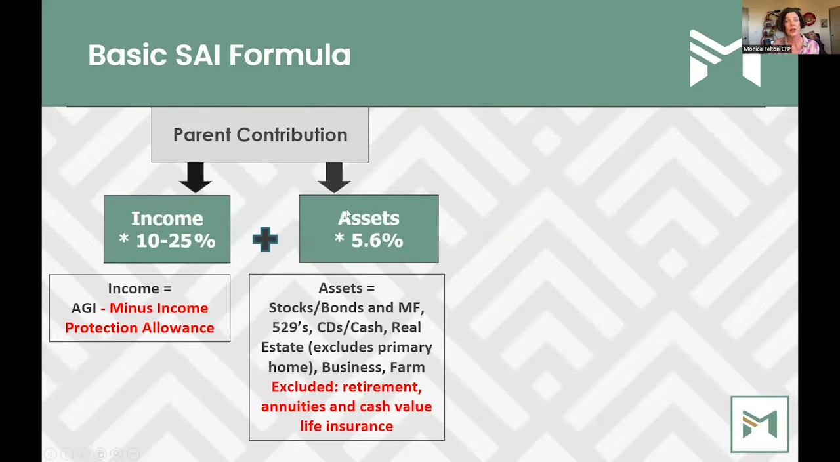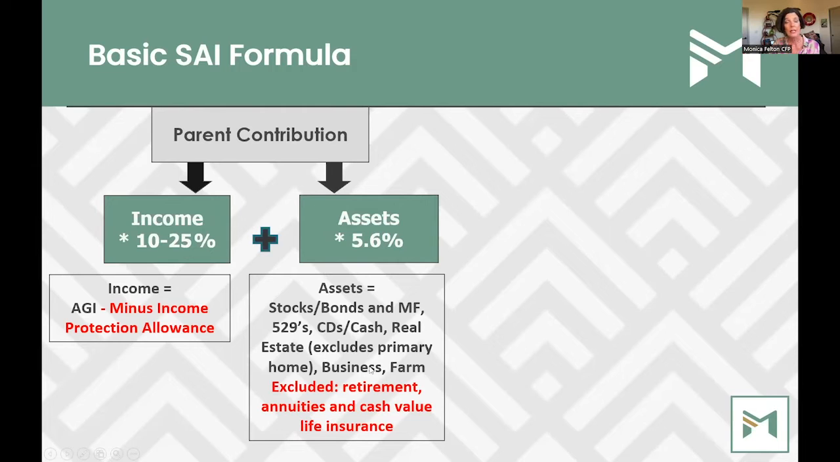Next, they're going to look at your assets, and your assets represent stocks, bonds, and mutual funds, 529 accounts. Now, this is important. A 529 is a parent asset, not a student asset. CDs, cash, real estate, and you will, on the FAFSA at least, exclude your equity in your primary residence. Now, this is new to the FAFSA this year. They are including the value of small businesses in addition to farms.